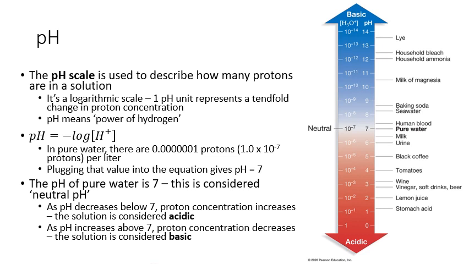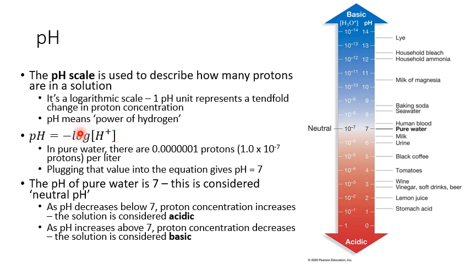So if you're starting at neutral and you go up 1, that means you're going up to 10 times more protons. If you start at neutral and you go down 1, that means you're going down by a factor of 10. So you would have 10 times less protons. The formula that's used to calculate the pH of a substance is just pH equals the negative log of the hydrogen ion concentration. So these brackets here with the hydrogen ion in there, that means hydrogen ion concentration or proton concentration. So that's a negative log of the proton concentration.